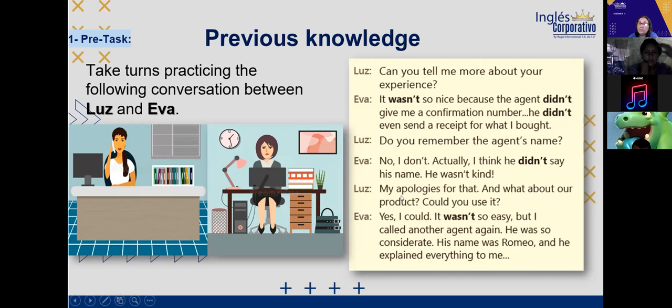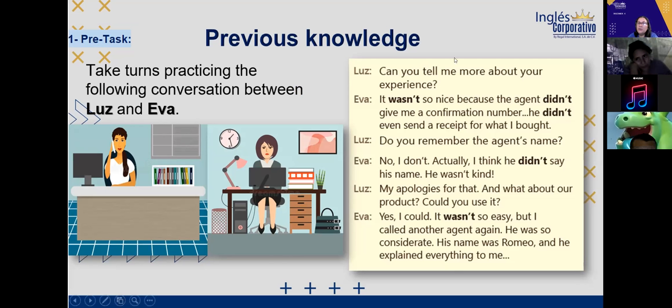My apologies for that. And what about our product? Could you use it? Yes, I could. It wasn't so easy. But I called another agent again. He was so considerate. His name was Ramio. And he explained everything to me. Va, lo voy a volver a leer. Traten de ir siguiendo la lectura. Y luego lo vamos a practicar, ¿ok?